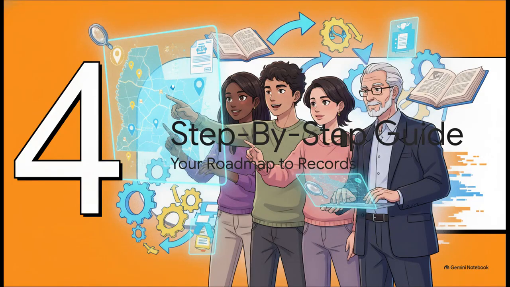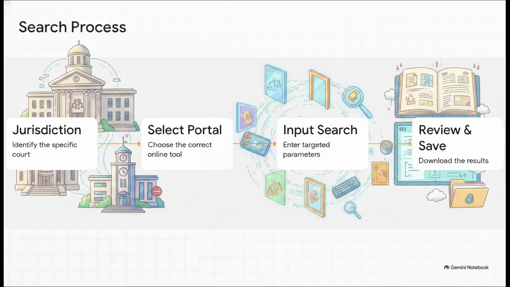Section 4. Step-by-Step Search Guide, your roadmap to records. Okay, now that we know our tools, let's break the actual process down into actionable steps so you can start finding what you need right away. The absolute most important piece of the puzzle here is Step 1, identifying your jurisdiction. You have to know where your case belongs.